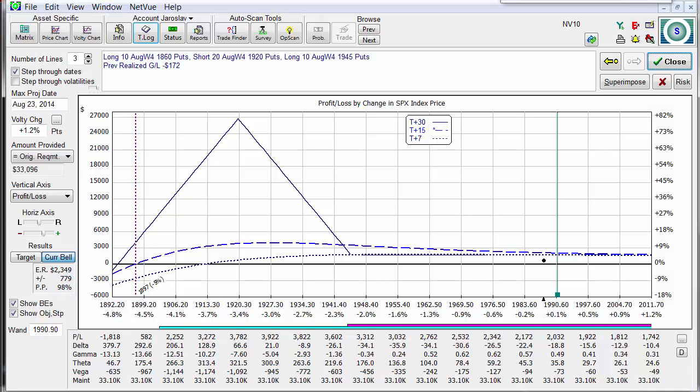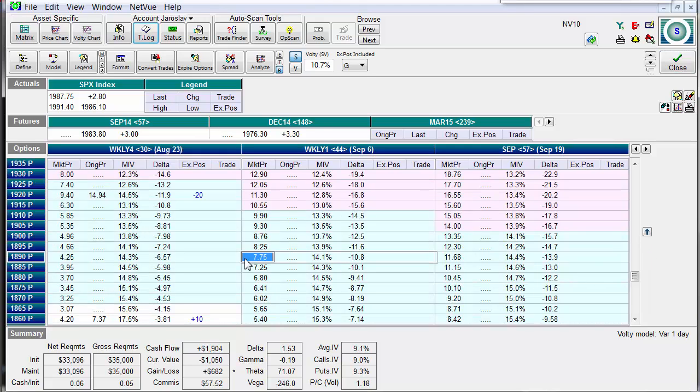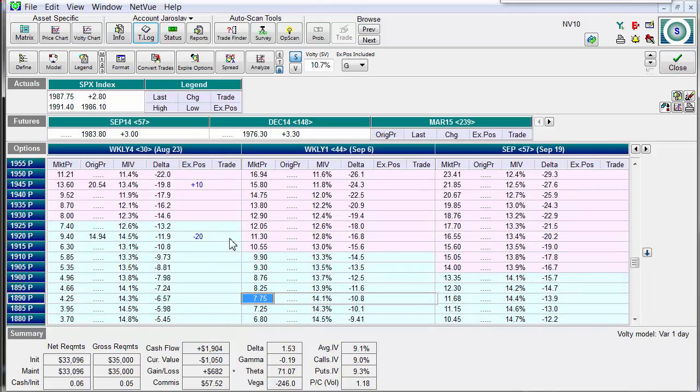So if we look at option view, right now, today, we are up $682. The delta of our short puts is minus 11.9. So overall, our position delta is minus 153.